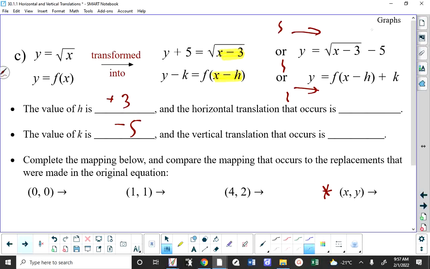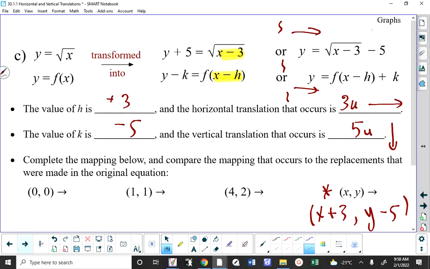H is always responsible for a horizontal shift or translation. And since H is positive, my hypothesis is that it shifts in a positive horizontal direction, which is to the right. And it should be 3 units to the right. K is the parameter that's responsible for vertical translations. And since K is negative, my hypothesis is it shifts down. And it's 5 units down, which would mean the mapping would be x plus 3, comma y minus 5.